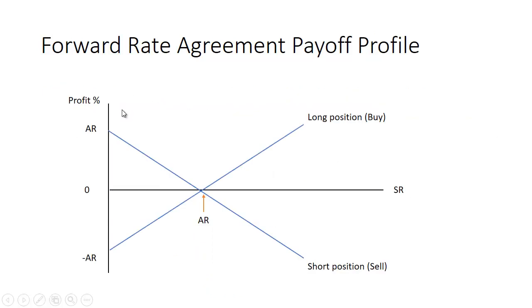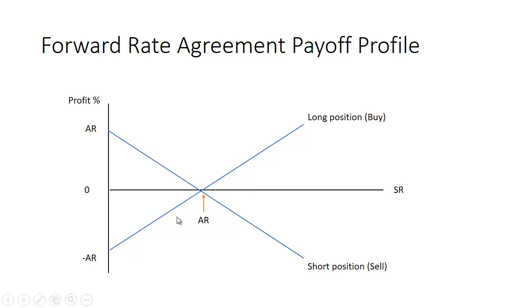Okay, looking at it from a graphical point of view, we have the agreed upon rate, and we have this settlement rate, the rate we have at the end of the settlement period. If they happen to be the same, then no money changes hands, right? If we set it at 2% and it's 2% for the settlement, then no money changes hands.